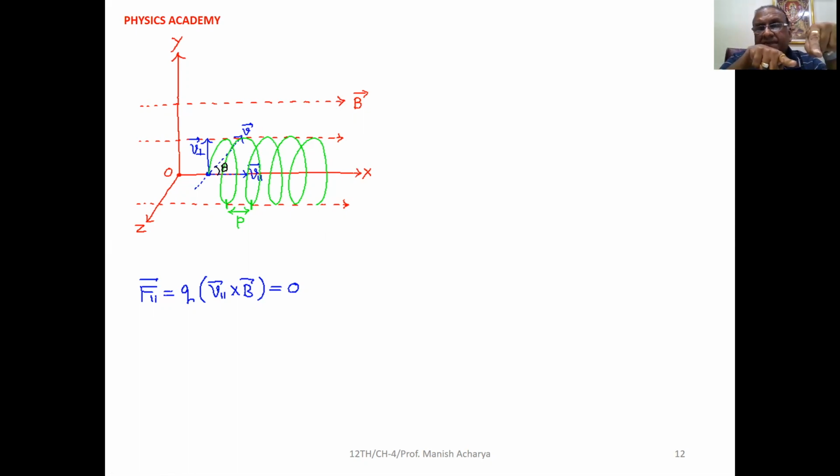Now here, in this particular case, particle is executing circular motion under the effect of the magnetic force, as well as it also executes the translation motion in the direction of the magnetic field with constant velocity, this v parallel. Therefore, resultantly, the motion of the particle will be on the helical path.